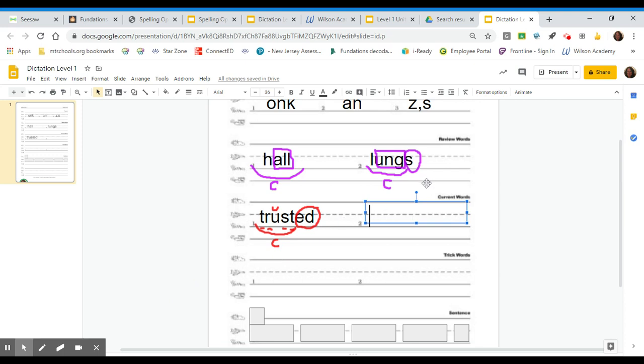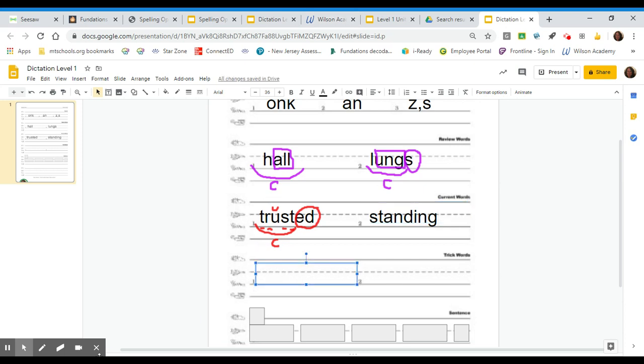Okay, number 2. Be my echo. Standing, standing. What is your base word? The base word is stand. Let's tap out stand. Okay, spell it. Stand, standing. I know I need to add my suffix ing.